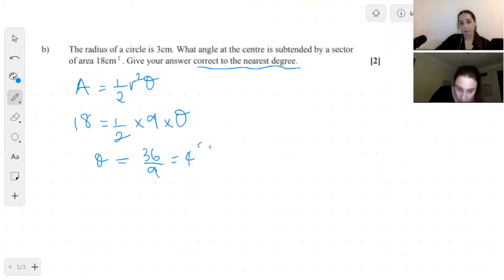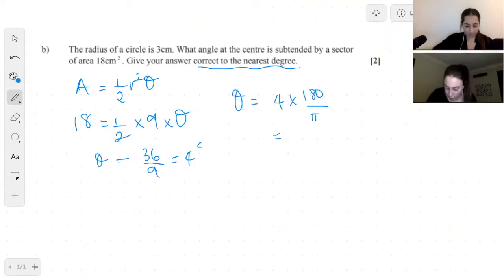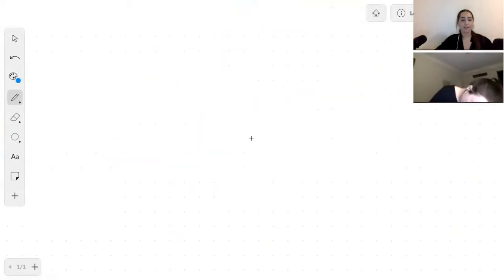That was easy. But that's in radians, isn't it? The question asks for degrees. So from radians to degrees, it's 4 times 180 over pi, which is 229 degrees to the nearest degree. That's correct.